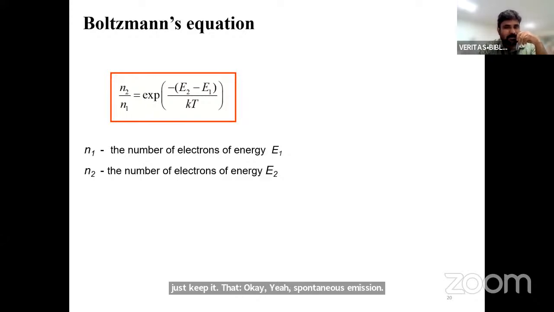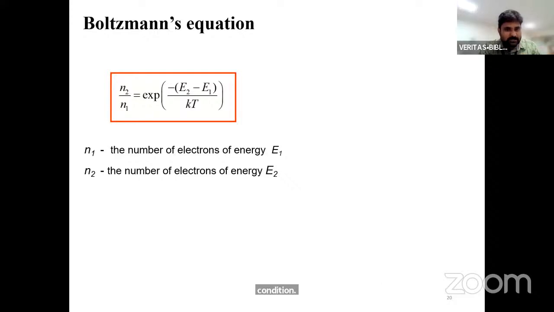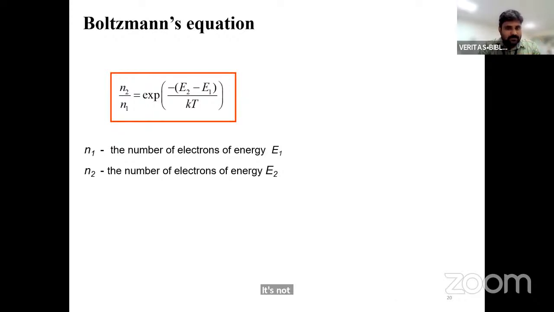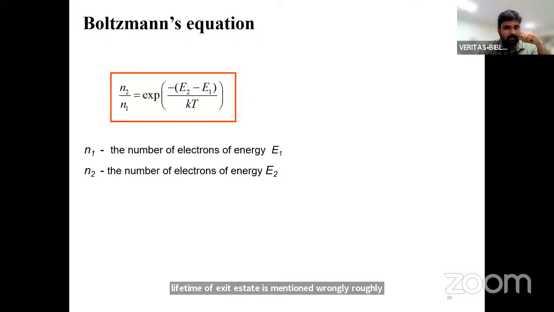It should emit spontaneously, which means the electron should be in the excited state. That is the primary condition. So atoms are initially in the excited state. That is true. And also, it is spontaneous, which means it doesn't need any external agency. So transitions are without the aid of any external agency. Both are correct. So the correct answer would be both A and B. It's not simply A and B. Then the 7th question. Sir has asked so many times, but sadly the lifetime of the excited state is still mentioned wrongly. Roughly only 30 people answered correctly. It is 10 power minus 8 seconds.